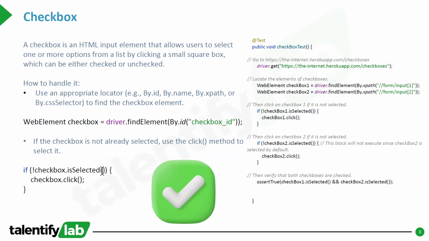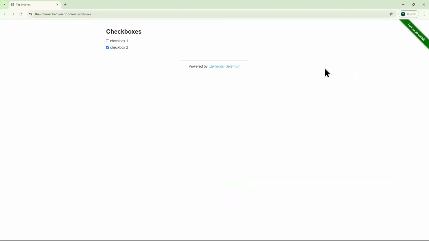If it is checked, it will return true. It means if it is not selected, we are going to click on it. If it is not selected, click on it. Let's do it. Let's go to this application first. I want to check both of them.